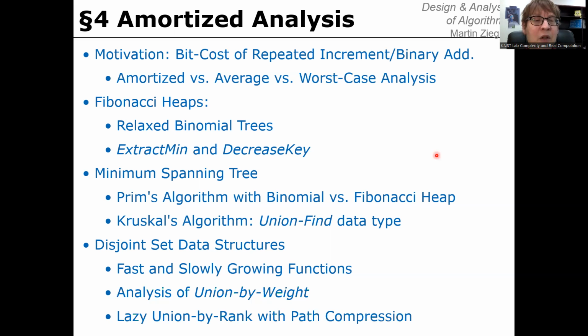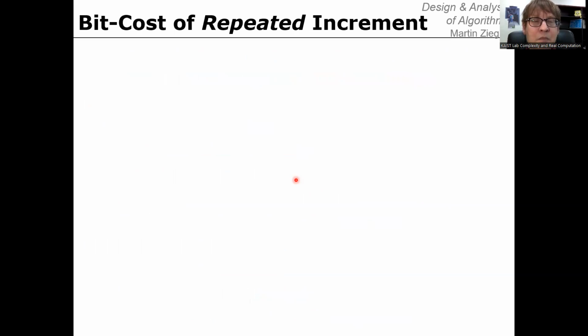And finally, we're going to discuss another way of realizing a disjoint set data structure, namely using the lazy union by rank heuristics with path compression. And again, we're going to analyze that heuristic and thus turn it into a proper algorithm. So that's an overall overview for Chapter 4, but today we're by far not going to be able to cover everything. So let's start slowly by recalling the motivation, namely the binary bit cost of repeatedly incrementing.